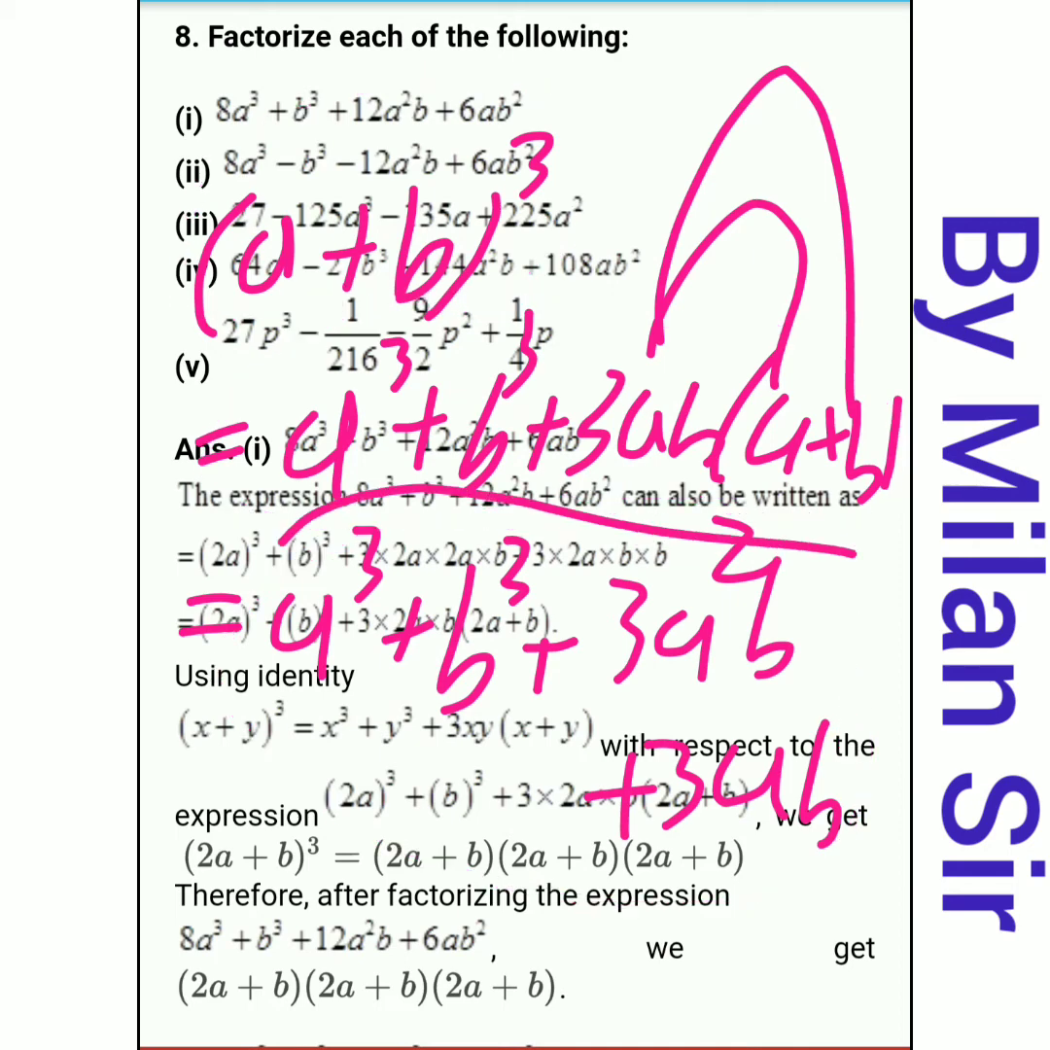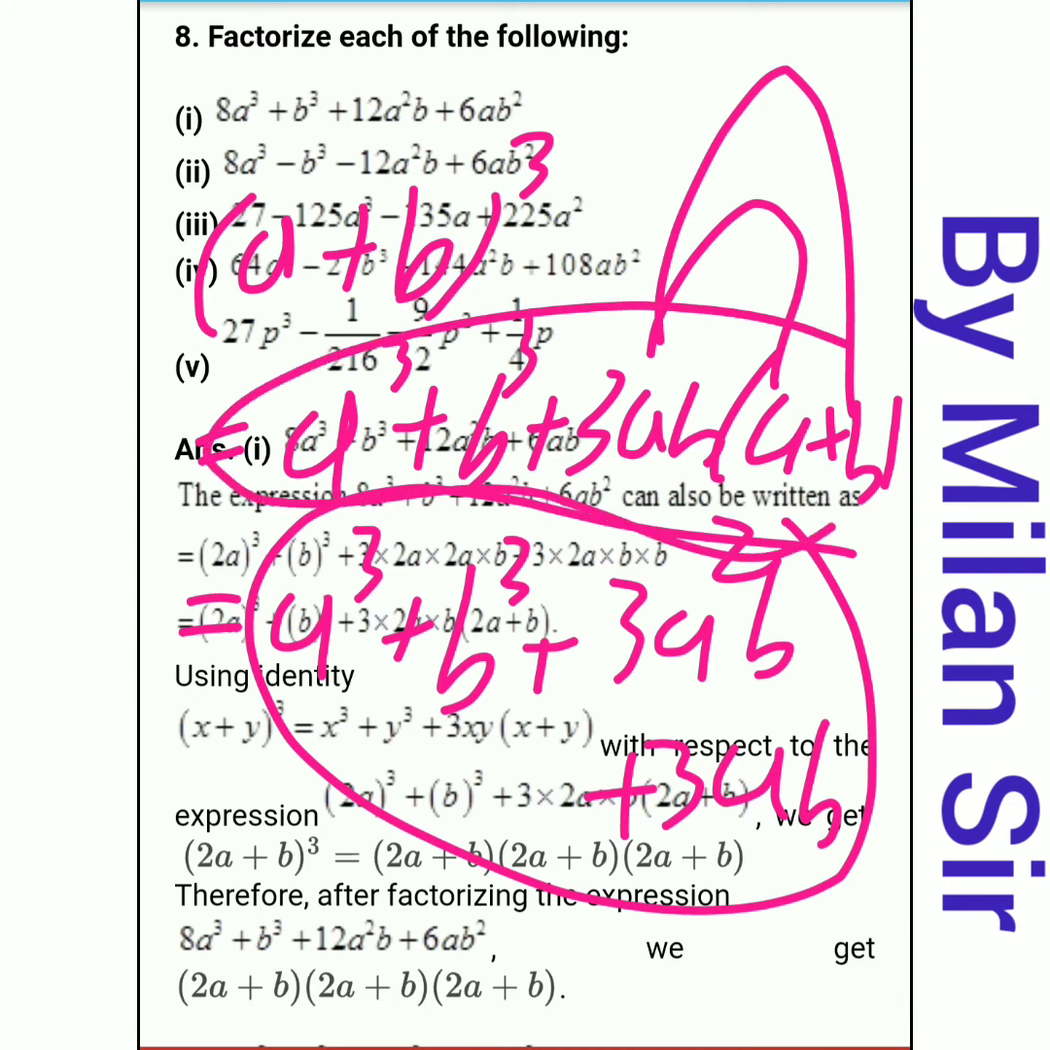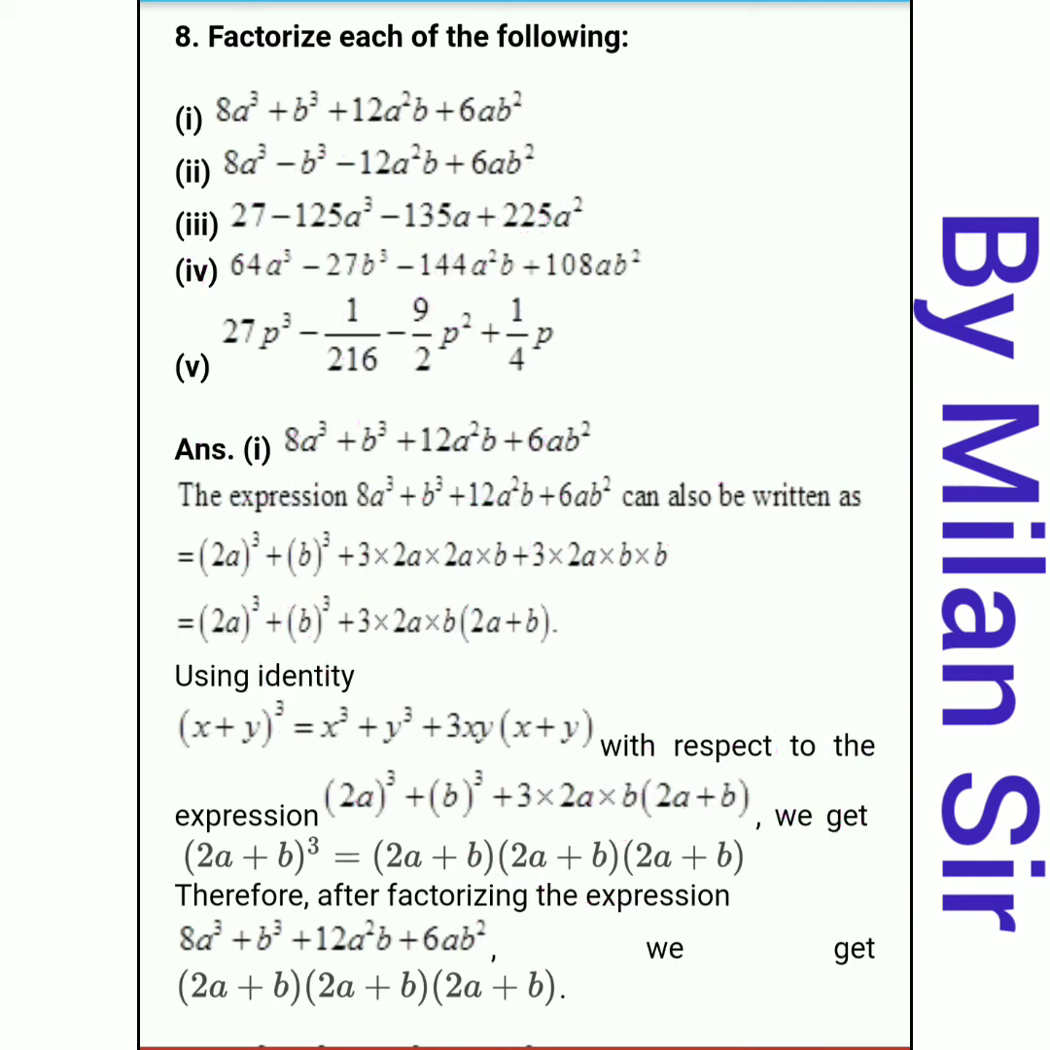First of all, the question is given in this form. We need to convert it into this form, and after that we need to write the answer as (a + b) all cube. Here, first of all, 8a cube. So we need to take the cube root of 8a cube.